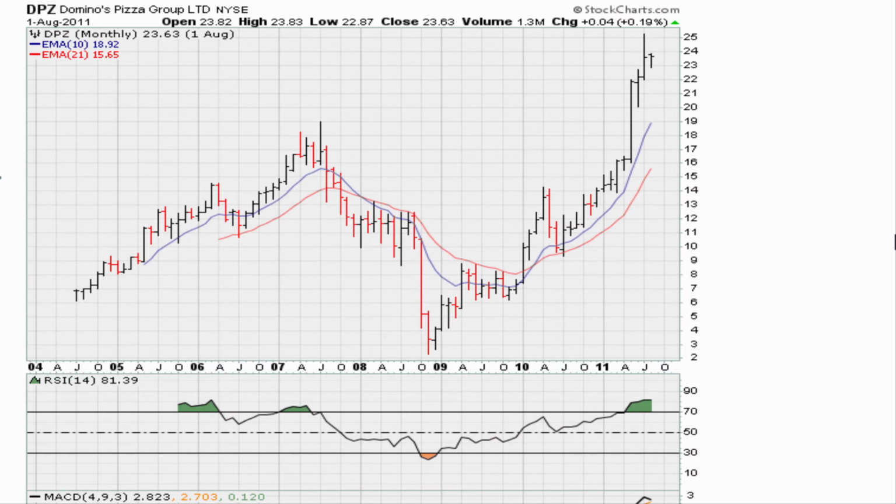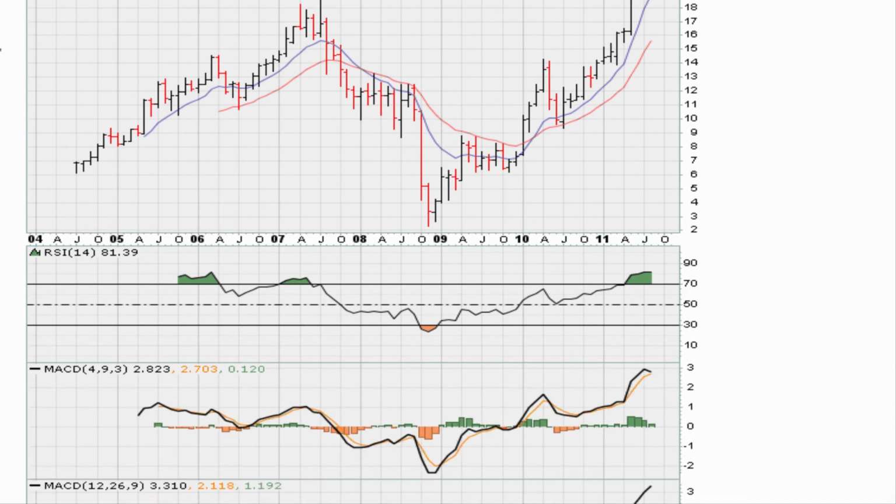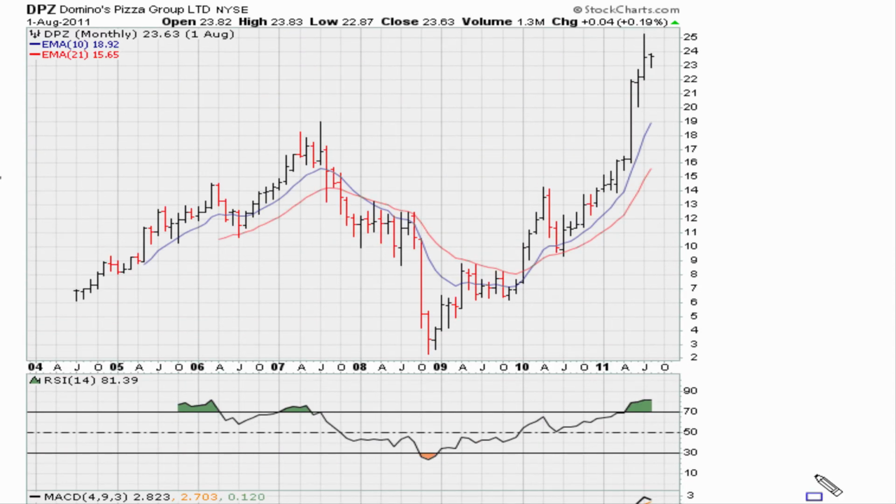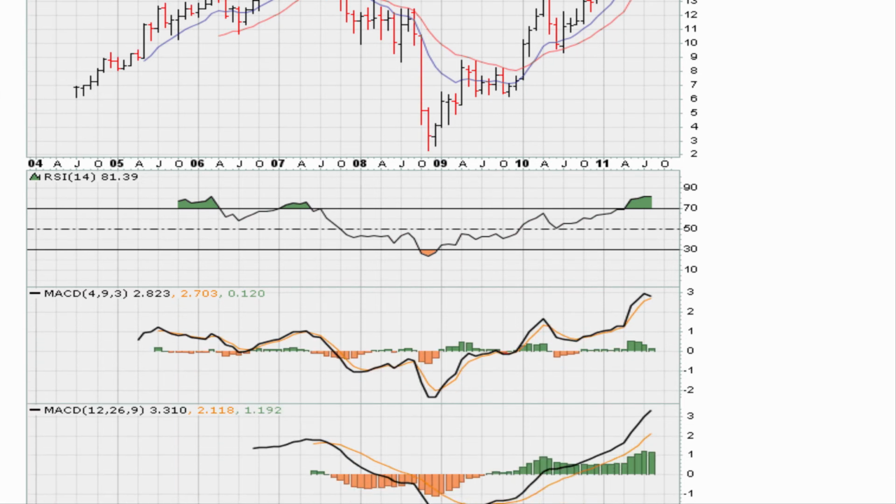Let's take a look at DPZ, Domino's Pizza, and here we can see a chart snapshot from 04 to 2011, and I just want to show you what was going on here. Now the stock had a nice move, a big move from the lows of late 08 at about $2-3, and by the middle of 2011 was trading at 24. So you're talking about $2 to 24. That's a huge run.